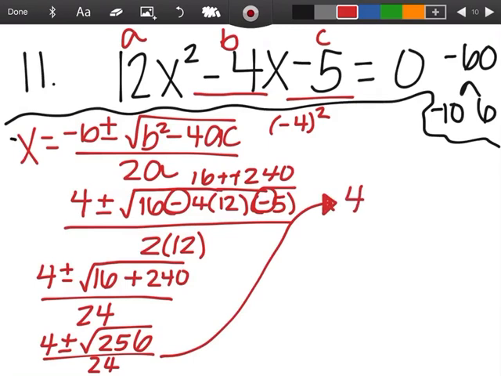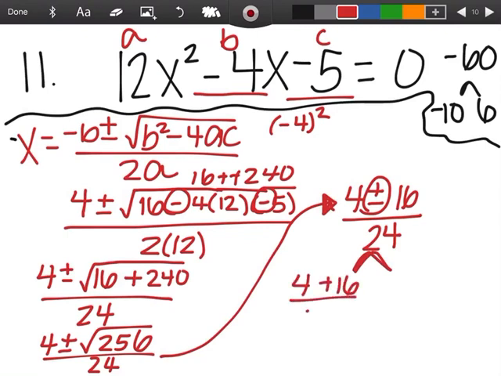So I've got 4 plus or minus 16, all of that is divided by 24. So this plus or minus tells me that I've got two separate answers here. I'm going to take 4 plus 16 divided by 24, and then I'm going to take 4 minus 16 divided by 24. So the plus or minus can be separated into plus and minus.